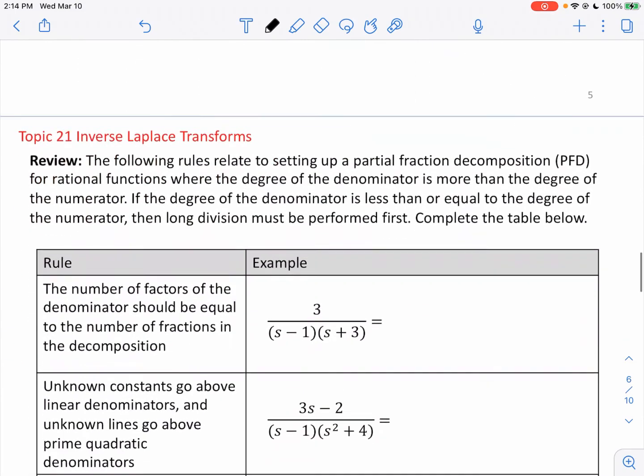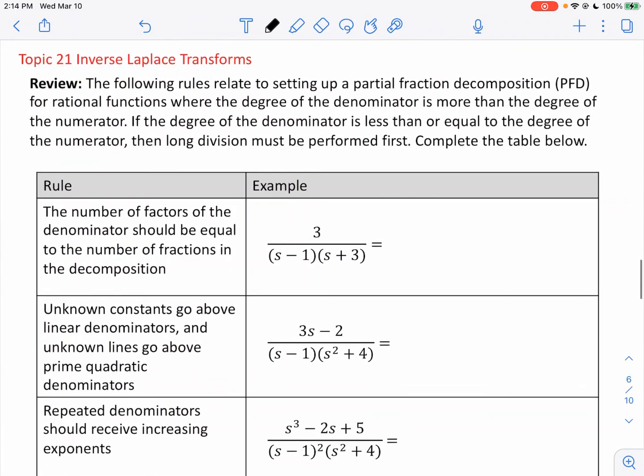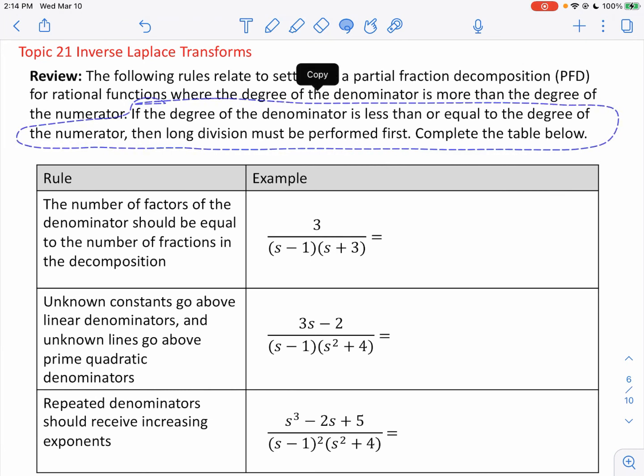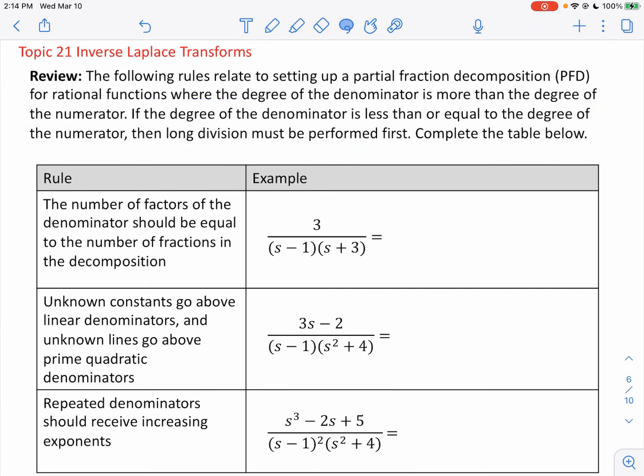Okay, we're going to get more complicated, but before we do, we're going to do a quick review on partial fraction decompositions for rational functions where the degree of the denominator is more than the degree of the numerator. And just as an aside, we're not going to actually see this in the cases of these inverse Laplace transforms, but in general, if you're doing a partial fraction decomposition, if the degree of the denominator is less than or equal to the degree of the numerator, then long division must be performed first. Now we're going to complete the table below.